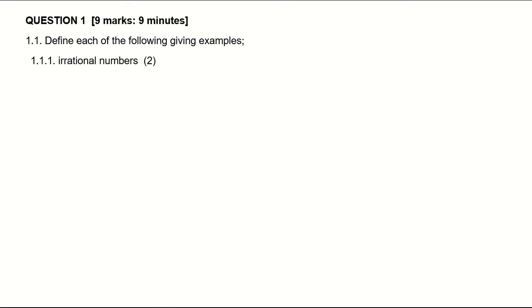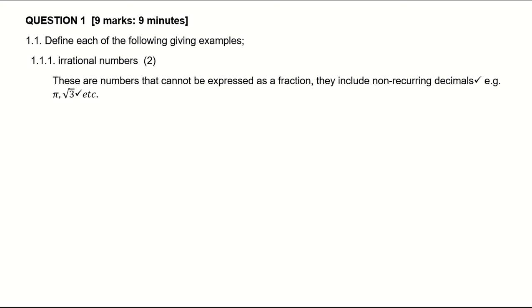Now, what are irrational numbers? Irrational numbers are numbers that cannot be expressed as a fraction. They include non-recurring decimals. That's why I gave you examples: pi and the square root of 3. Those are numbers that cannot be expressed as a fraction, and they include non-recurring decimals.